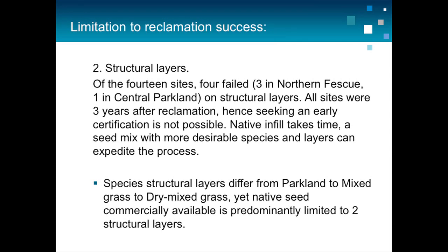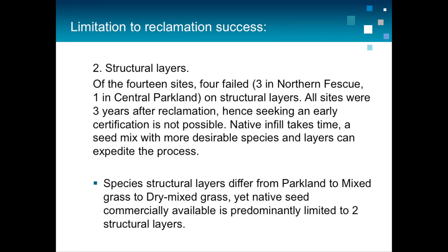Those are about 3 years post-reclamation. When you look at the site 3 years after reclamation, no, it cannot be certified. It's too early because, for one thing, you don't have the quality of litter. You're limited by that. You want litter that is not only good in quantity, but also in decomposition, and you don't have that. So 3 years is too early.